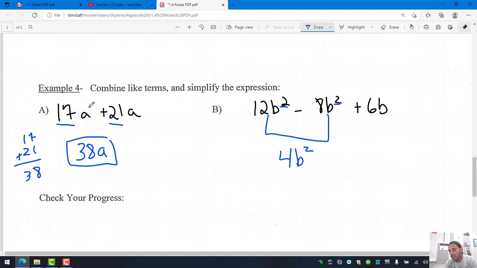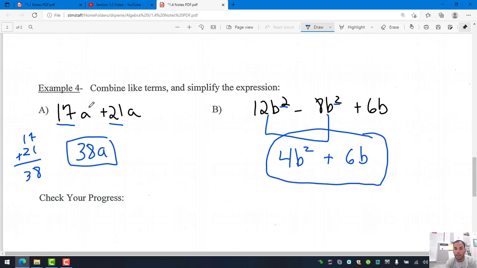Okay. But then at the end, I see this plus 6b. Is that combinable with b squared? No, it's not. It's got a different exponent, so I just leave it as is as the last term. Okay, nothing more can squeeze together. That is in simplest form.